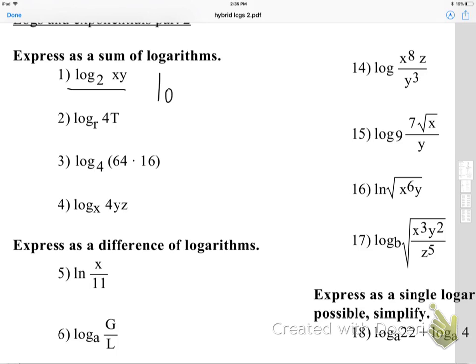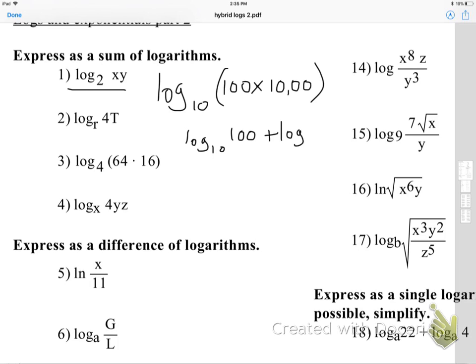How about log to base 10 of, let's say, 100 times 1,000. Oh, sorry, I put that comma in the wrong place, but anyway, 100 times 1,000. So what we're saying is that if those are two things being multiplied by each other, 100 times 1,000, then I should be able to do this: log to base 10 of 100 plus log to base 10 of 1,000. Well, let's have a look.